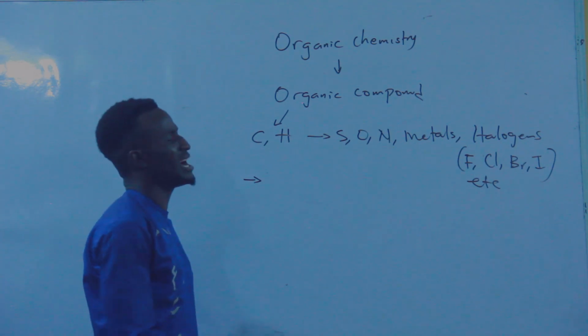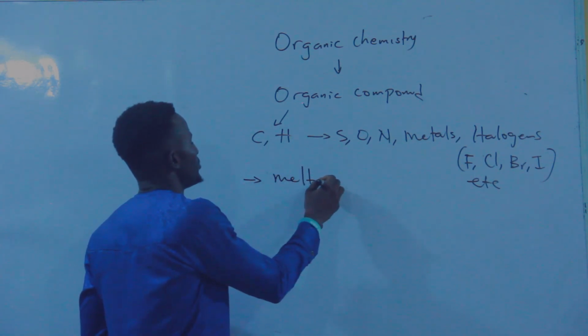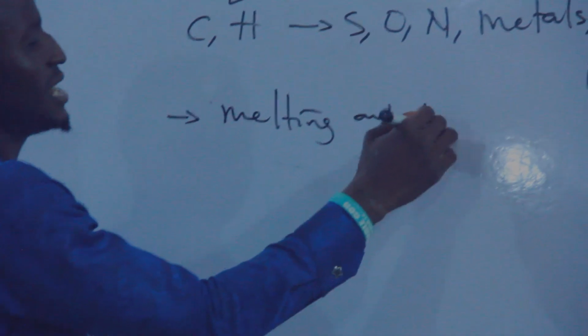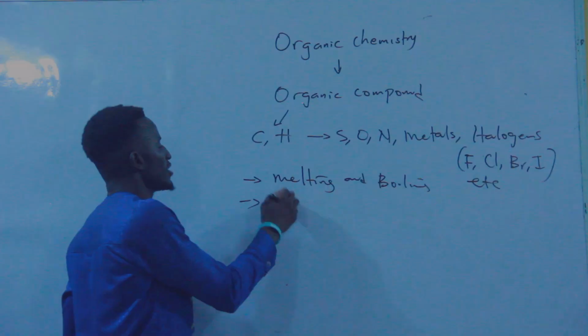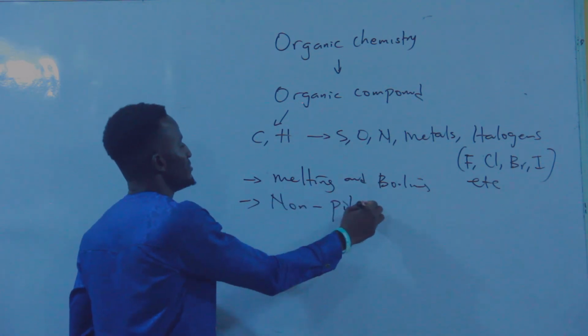Now let us look at some other properties of organic compounds. Number 2 is that organic compounds have low melting points and boiling points. And number 3 is that most organic compounds are non-polar. What do I mean by that?